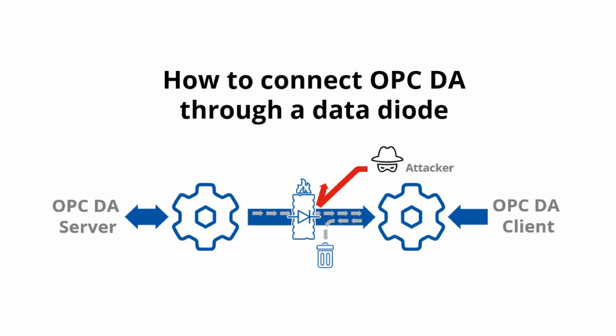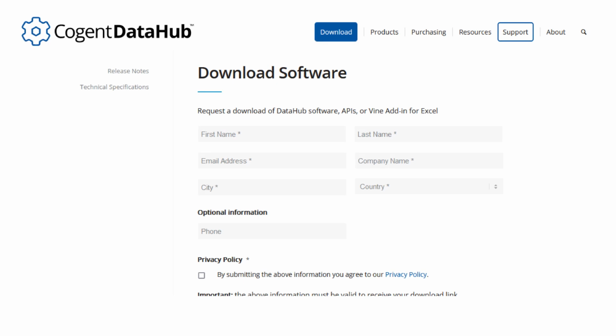How to connect OPC DA through a data diode, using a tunnel to connect the OPC DA server to the OPC DA client. A data diode protects the data source from all incoming data and external attacks. First, download and install Cogent DataHub software on both the server and client computers.